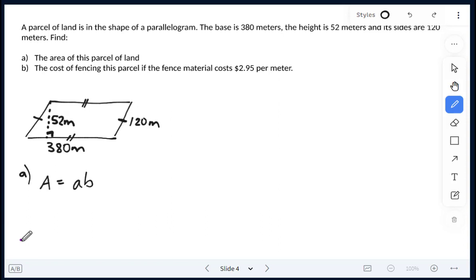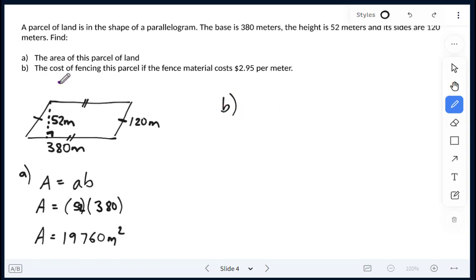So we have area equals altitude, which is its height, multiplied by base. So 52 multiplied by 380. That will give me the area of this parallelogram. That's 19,760 meters squared.